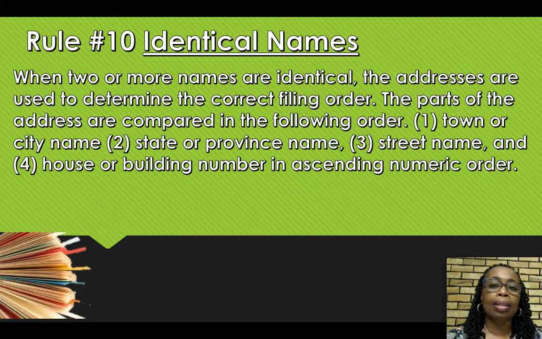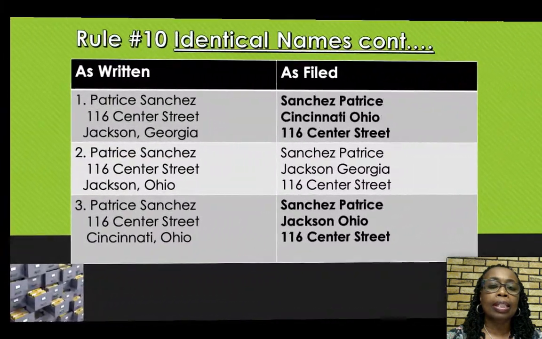Rule number 10, identical names. When 2 or more names are identical, the addresses are used to determine the correct filing order. The parts of the address are compared in the following order. We compare the town or the city first, then the state or the province next, then the street name, and lastly, the house or building number in ascending numeric order. Let's look at it.